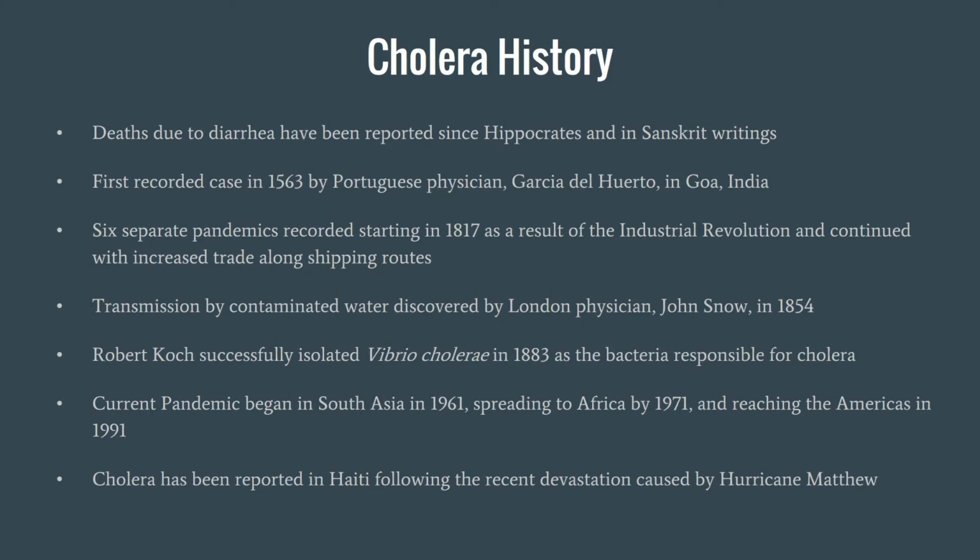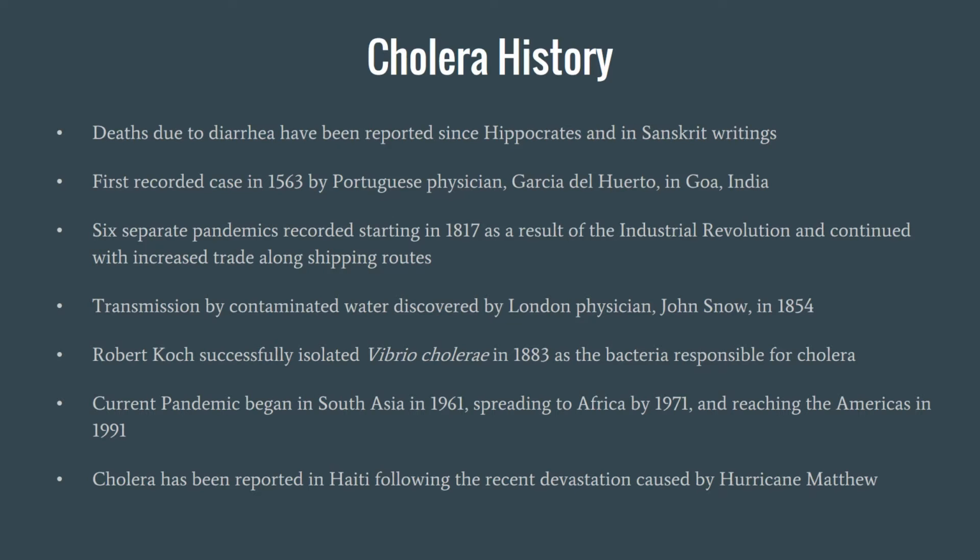1817 was the start of a series of 6 separate pandemics that were brought about by the Industrial Revolution. The rapid modernization that occurred during the 19th century was responsible for bringing the disease from its home around the Ganges River in India to the rest of the world. Expansion of trade routes over the next century were responsible for the subsequent outbreaks and pandemics. Cholera was brought to nearly all parts of the world by shipping merchants along these routes.